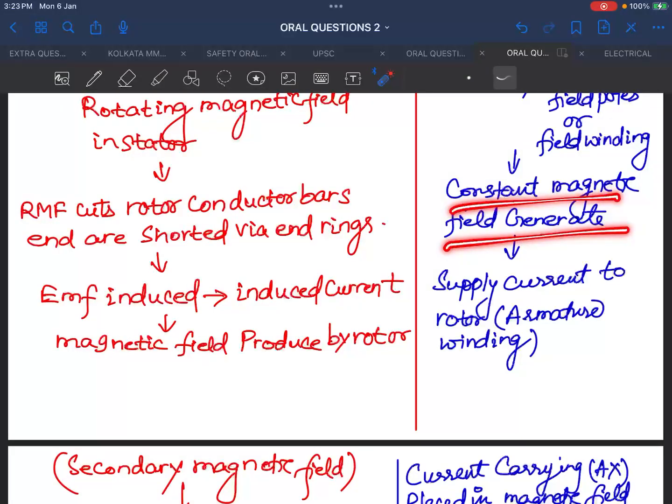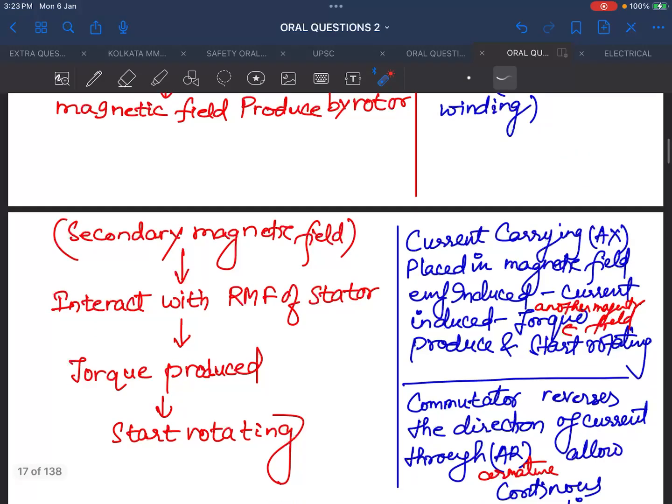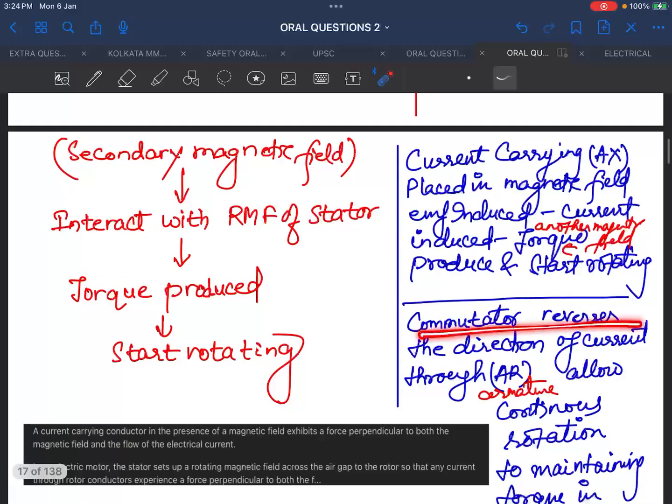A constant magnetic field is given, and current is supplied to the rotor armature winding. A current-carrying armature winding placed in a magnetic field has EMF induced, current induced, and due to the relative motion when it interacts with the stator magnetic field, torque is produced. The commutator reverses the direction of current every half cycle, so that the armature keeps rotating in the same direction with no variation.